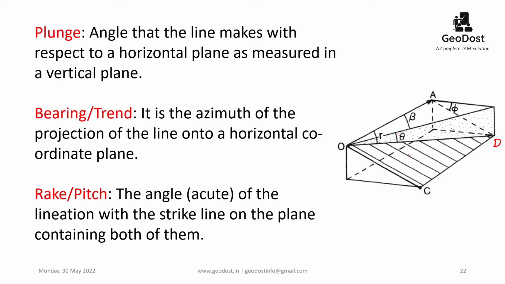So here you can see directly from the image, there will be no problem. It is the angle that it makes, and you can also see the definition. It is very easy: the angle that a line makes with respect to a horizontal plane as measured in a vertical plane. So you just have to understand which angle, and there will be no need of any definition like this. If you understand what is plunge, then no problem. Then after that, what is the bearing?